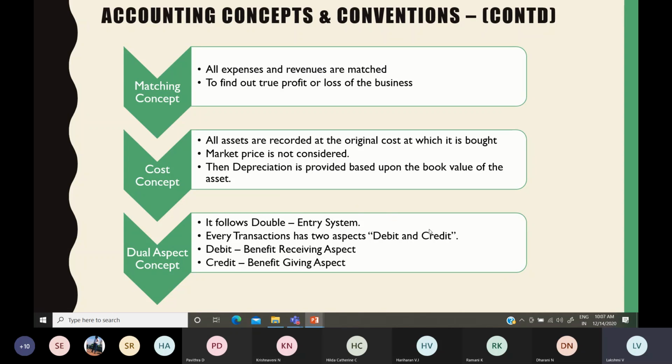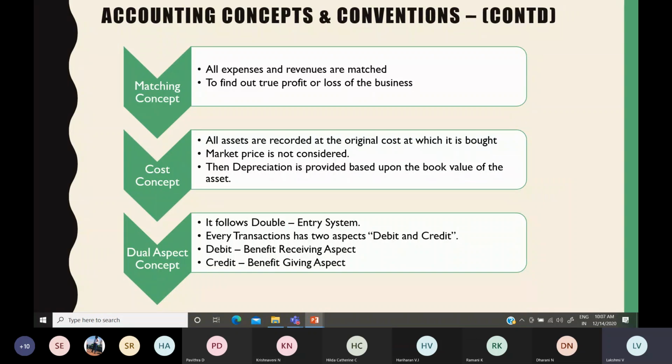And next, moving on to the dual aspect concept. The dual aspect concept actually follows the double entry system, which we discussed the other day. What is meant by the double entry system is that every business transaction follows it. I'm not speaking about small scale business, like small grocery stores or retail outlets next to my home.